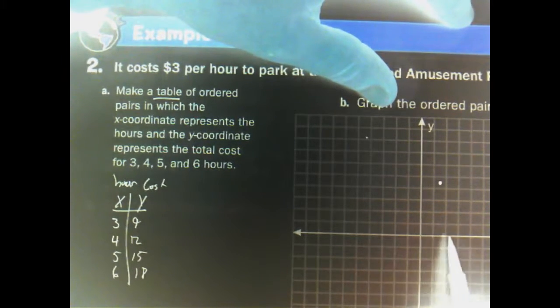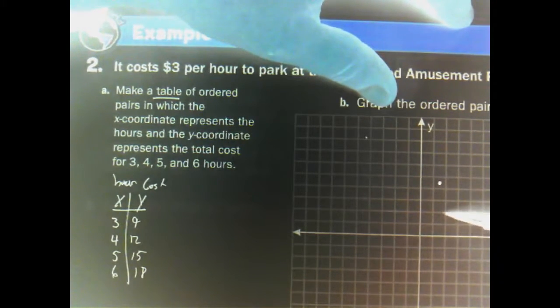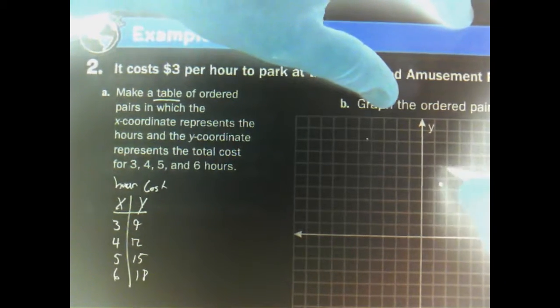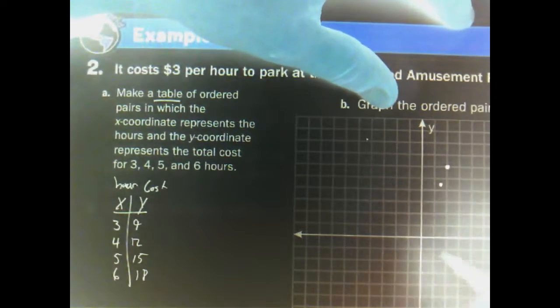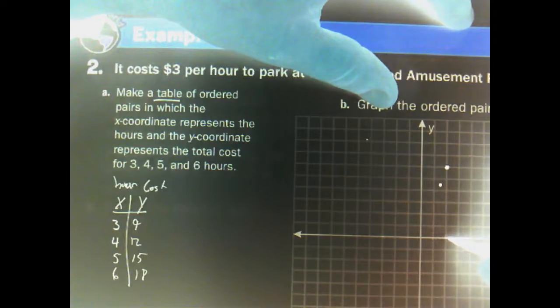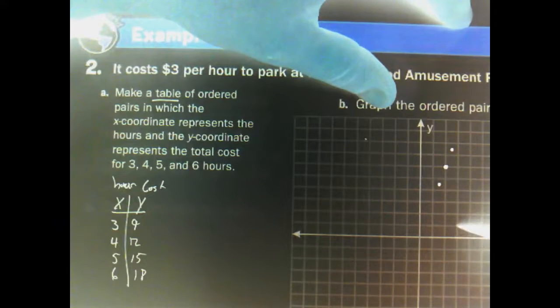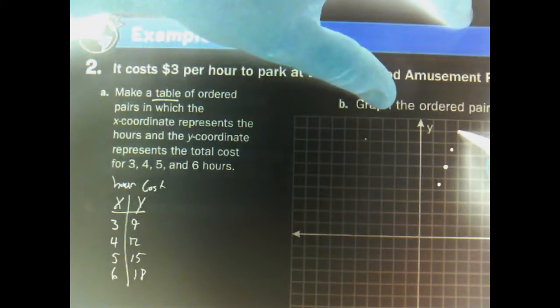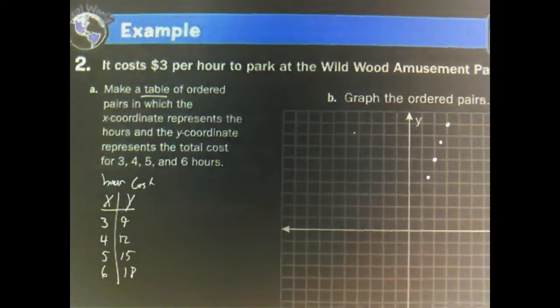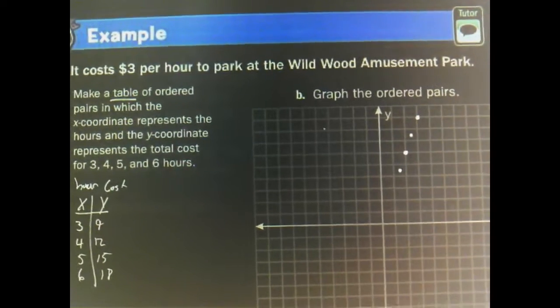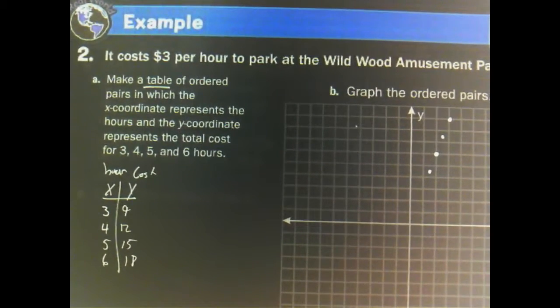4, 12: 2, 4, 6, 8, 10, 12. 5, 15: 2, 4, 6, 8, 10, 12, 14, 15. And 6, 18: 2, 4, 6, 8, 10, 12, 14, 16, 18, right there. So that would be our ordered pairs in that relation.